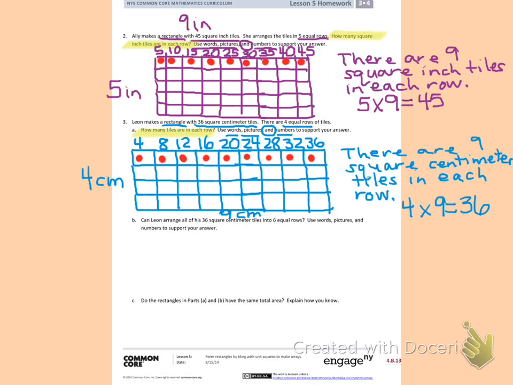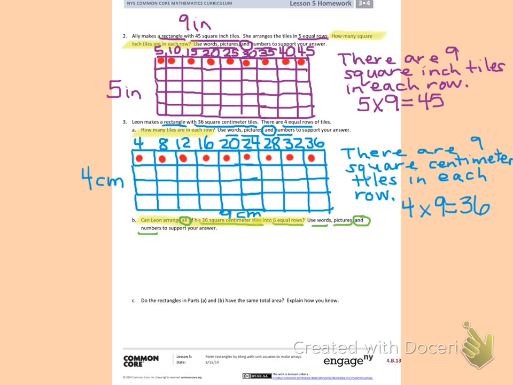Now let's see here. We better underline 36 square centimeter tiles, 6 equal rows, and words, pictures, and numbers. I better highlight the question too. Can Leon arrange all of his 36 centimeter tiles into 6 equal rows? I think I'm going to circle the word all as well.